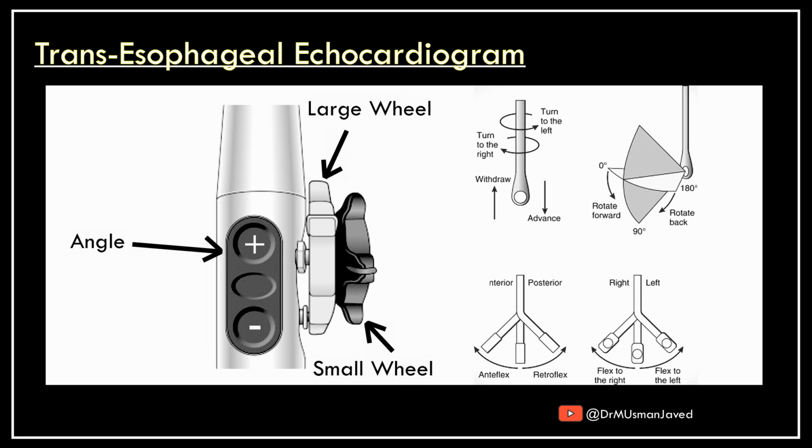It can also be turned clockwise to image right-sided structures, or turned counterclockwise to image left-sided structures. As such, multiple views are able to be created without any physical probe manipulation. Rotating the scan line, also called the omniplane angle, in the direction of 180 degrees is termed rotating forward, whereas rotating back to 0 degrees is termed rotating backward.